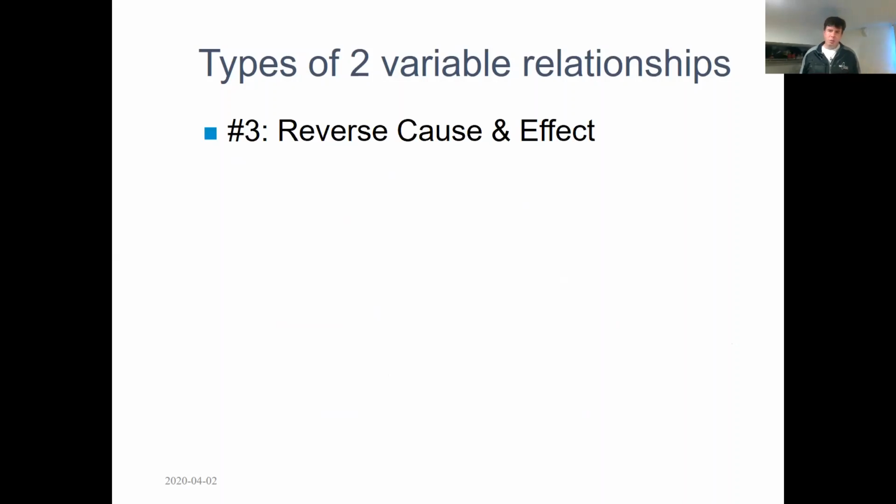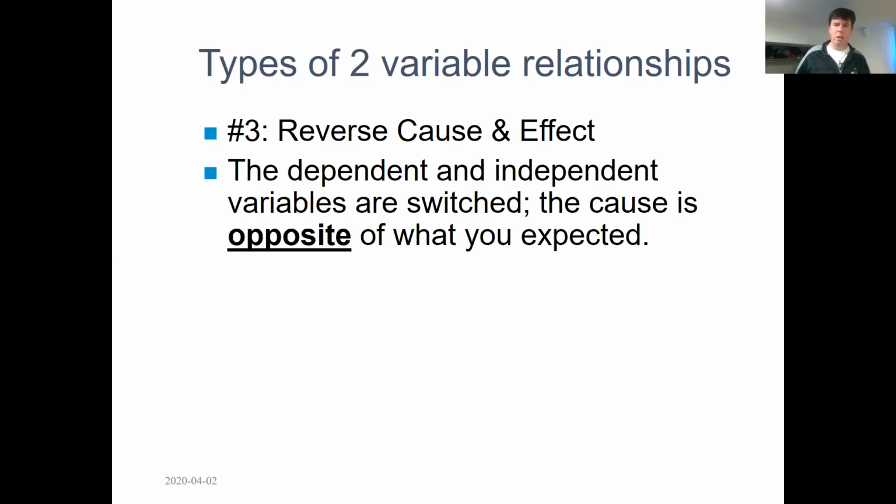3rd relationship of causation is reverse cause and effect. This one is a little trickier to understand. The key here is that there is cause and effect happening, but the dependent and independent variables, so your X and Y axis, are actually switched. The cause is the opposite of what you'd expect. And I hope you're thinking critically here, because as soon as I say the opposite of what you'd expect, well, it really depends what you expected in the first place.